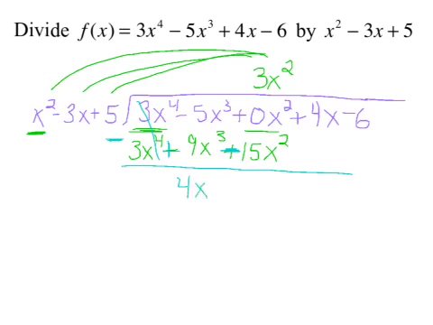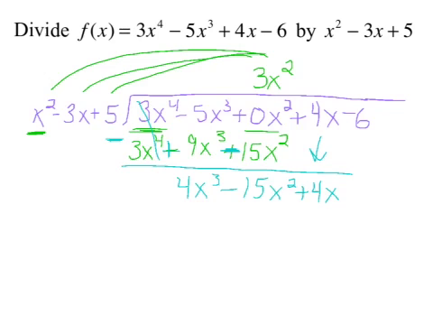4x cubed minus 15x squared. And then, just like in regular long division, I'm going to take this next term, 4x, and I'm going to drop him down. And now we just repeat the process all over again.